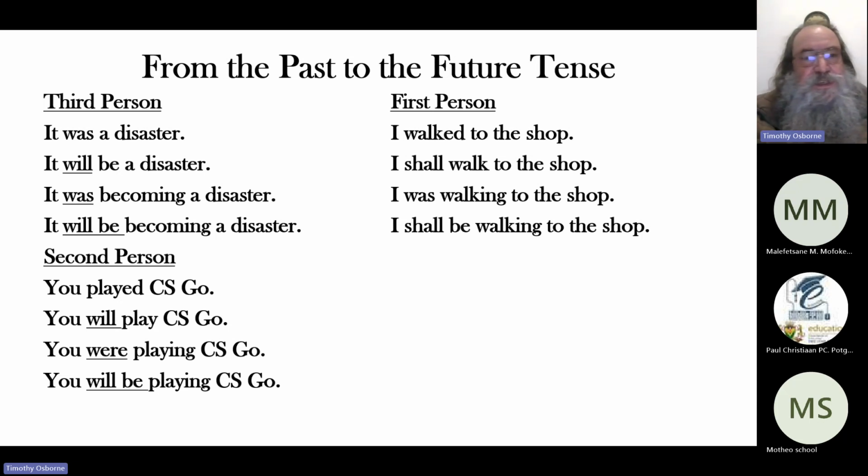We've got here in the past tense, it was a disaster. That's the simple past tense. And in the future tense, it will be a disaster. Right? And then you've got, it was becoming a disaster, a slightly different sentence, to be quite honest. But that is now in the past continuous tense. And here we have, it will be becoming a disaster in the future continuous form.